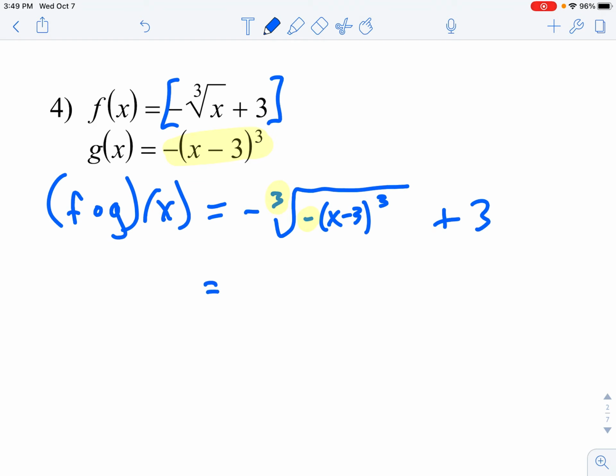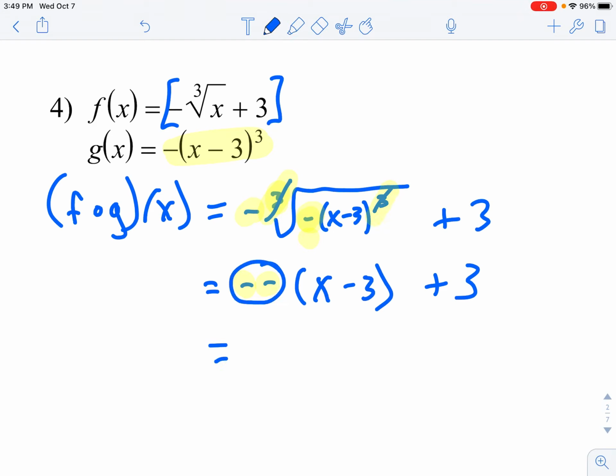In fact, that negative right there that's highlighted twice in yellow will actually simplify out. So you get two negatives, and the cube root and the cube cancel each other out, just leaving you with x minus 3 plus 3. So you can cube root a negative. It just stays negative. That's why there's that negative there and this negative here. Third roots and third powers cancel out. So what do we have? Well, two negatives make a positive. That leaves us with positive x plus 3. I'm sorry. Fix that. x minus 3 plus 3.